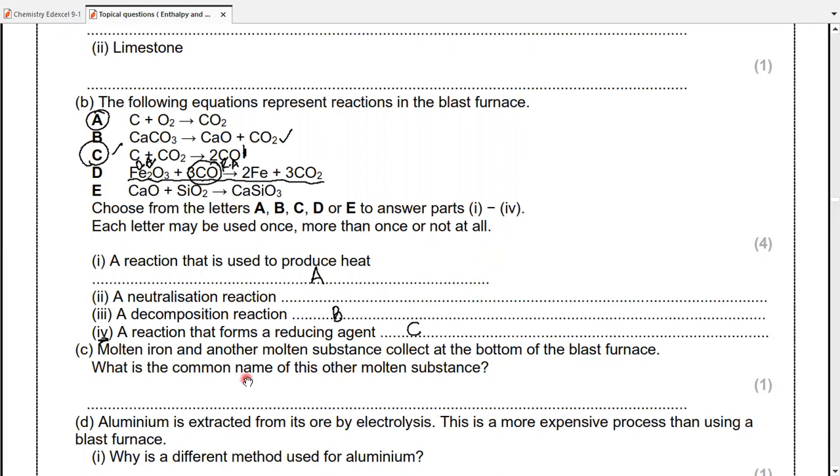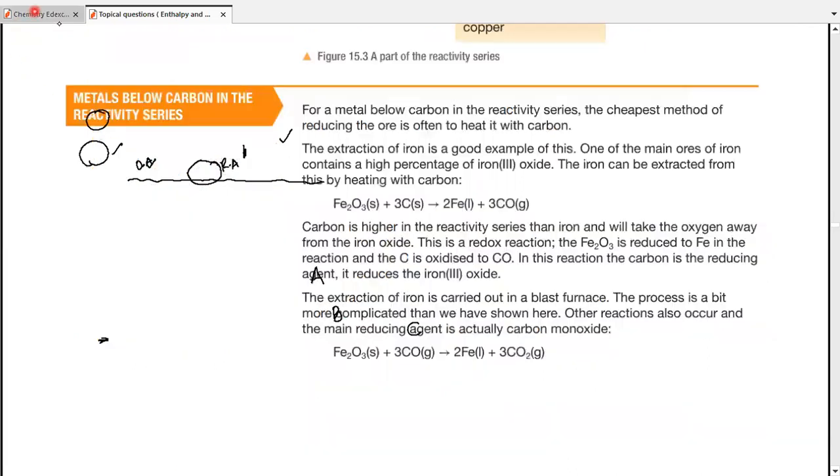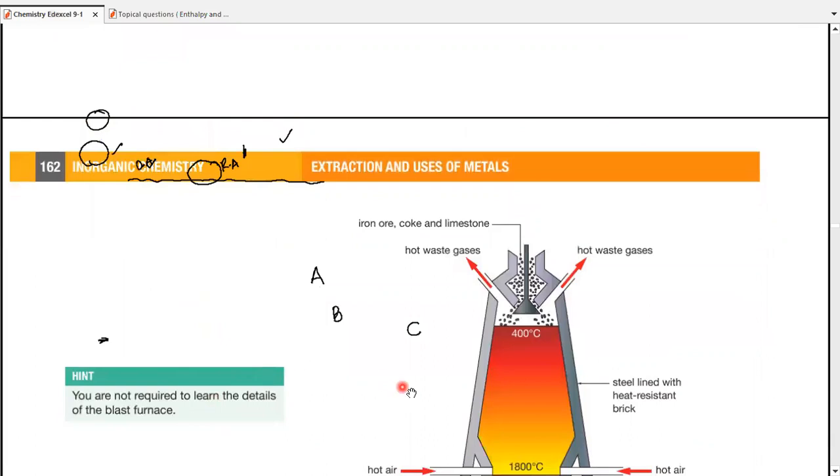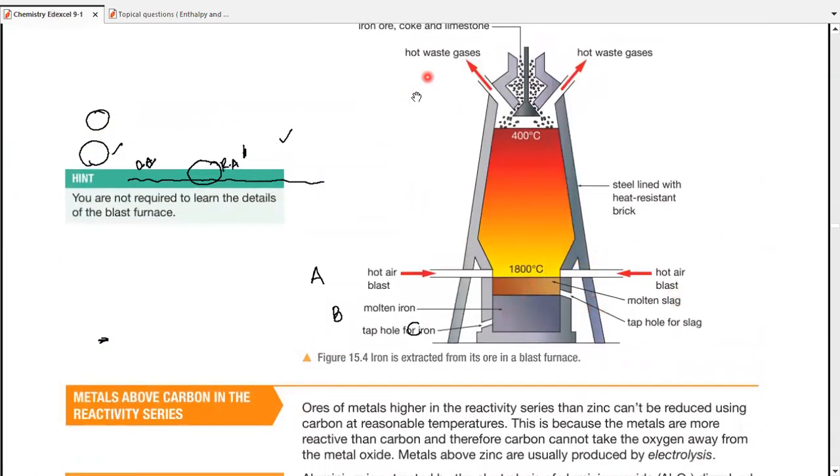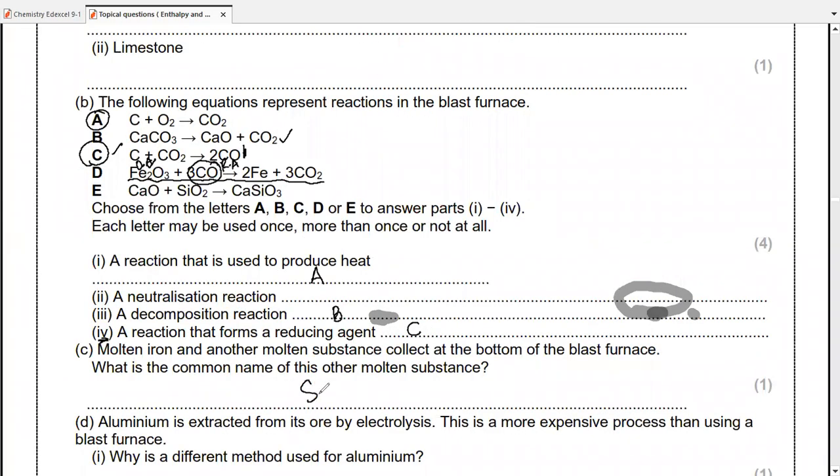Now, again, if you look at it, molten iron and other molten substances collect at the bottom of the blast furnace. What is the common name of other molten substances? Now, they ask you not to go with these details, but these details are a part of the diagram. If you learn these details from the diagram, you get to know that this is molten slag. If one of them is molten iron, the other one is molten slag. So this answer on the other page must be slag. Make sense? But what I'm astonished about is that the questions are from the diagram, which students are not supposed to memorize.